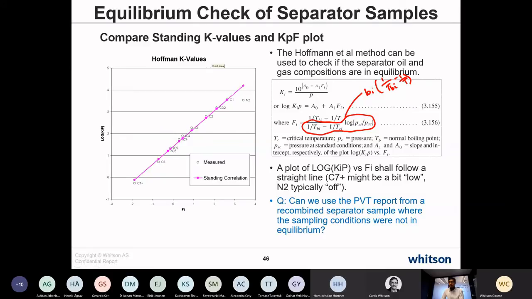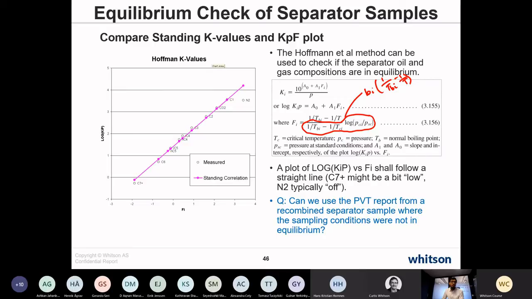Yeah. Very important question: if we have collected samples, separator oil and separator gas, and we did this kind of QC and found that the samples were not in equilibrium, then should we use those samples for the recombination? And if we have any PVT data measured on the recombined sample using the non-equilibrium separator oil and separator gas, should we use that PVT data, for example, for equation of state model development?